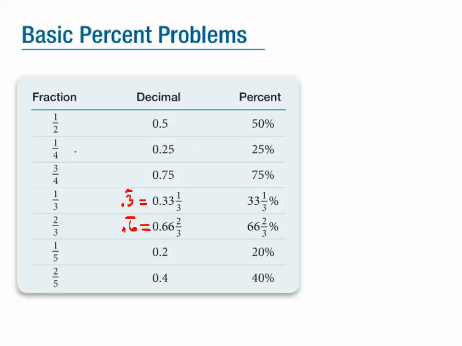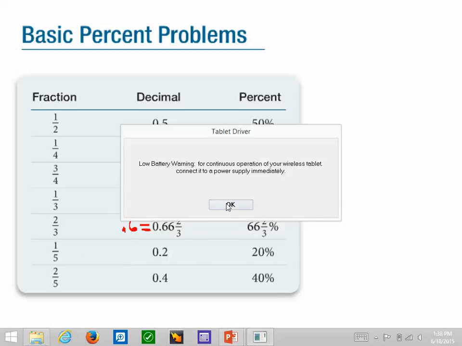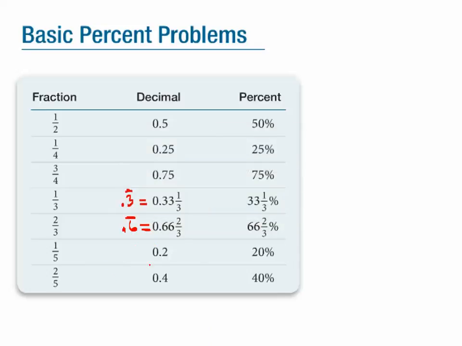Some more common terms would be 1/4, 3/4. 1/3 is one that repeats itself, like 0.3 repeating. 2/3 is 0.6 repeating. Again, sometimes you may need these conversions on homework just in case. 1/5, 0.2, again 2/5, so 0.4, 40%.